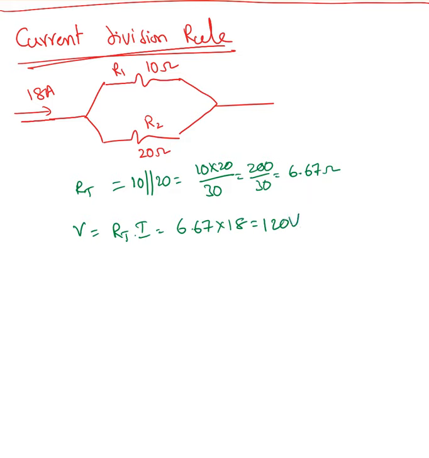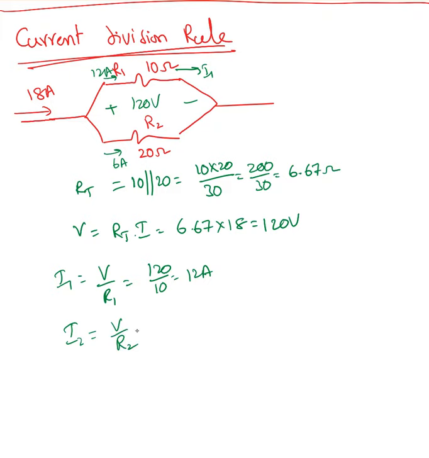Now I know the voltage across this is 120 volts. Now I can find I1 equal to V over R1, which is 120 divided by 10, 12 amperes. So out of 18, if 12 amperes is going there, the remaining 6 amperes must go here. You can find I2 equal to V over R2, which is 120 divided by 20. So you can see 6 amperes. So to find the individual currents without the current division rule, I have to do at least 3-4 steps.